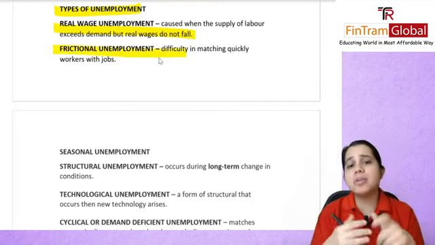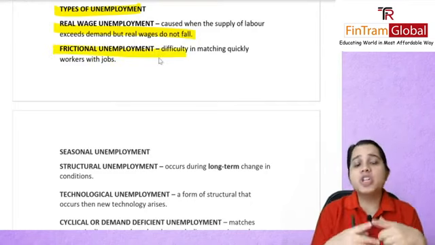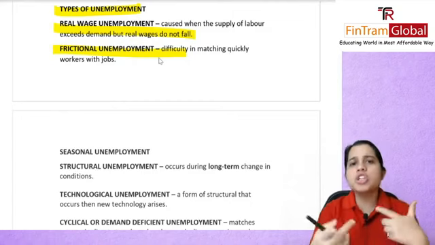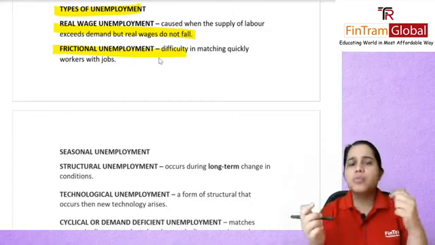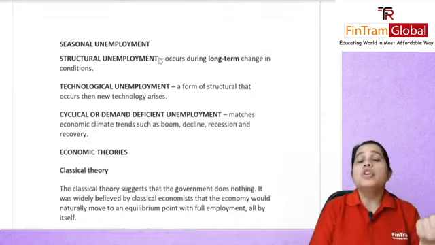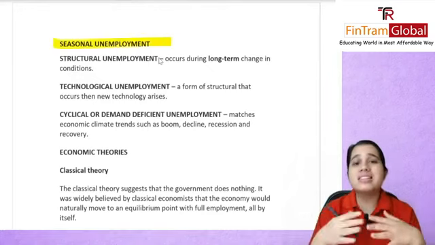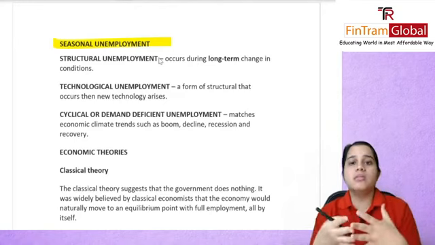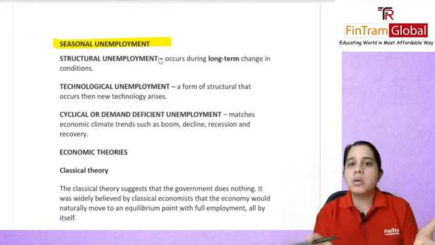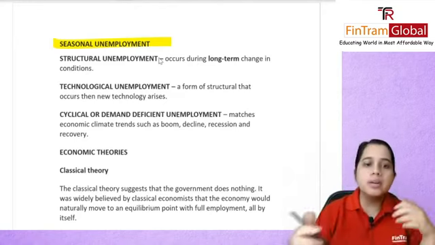You have your frictional unemployment, usually the difficulty in matching workers with jobs quickly. When you are changing jobs, that period will be your frictional unemployment. You have your seasonal unemployment, depending upon a particular season. Like if, let's say, you sell woolen clothes, then obviously during summers you will not be employed.